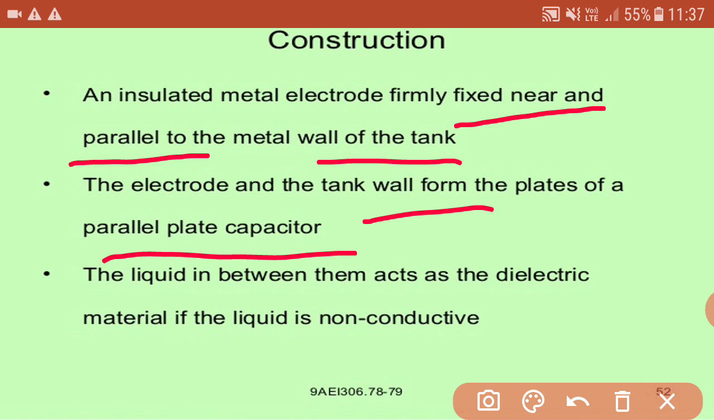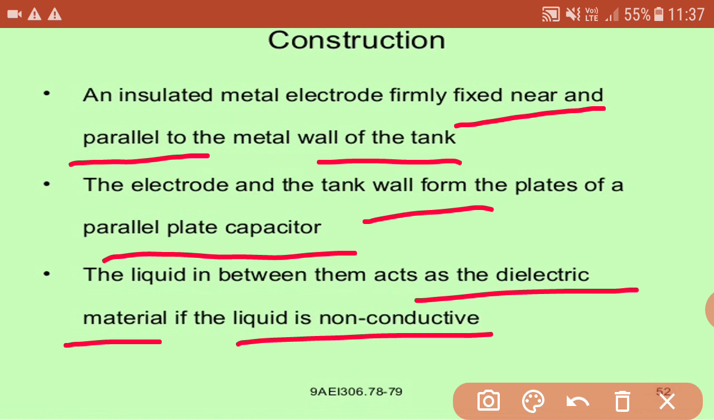We have seen this in the previous case also. The tank will be considered as one plate and the electrode will be considered as the second plate. So these two plates will be considered as a parallel plate capacitor. The liquid in between them acts as the dielectric material if the liquid is non-conductive. So we have already discussed this. If the liquid is non-conductive, then we can consider this as a dielectric material.